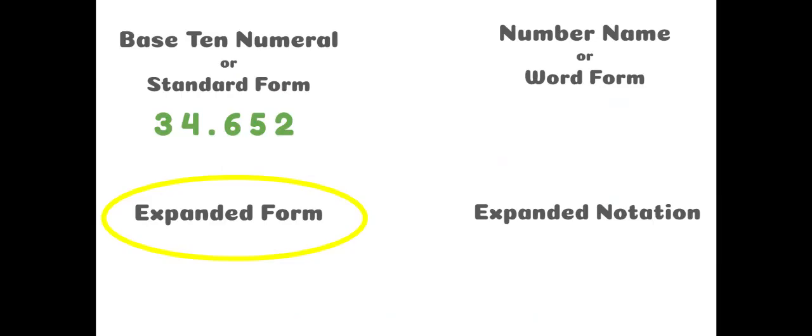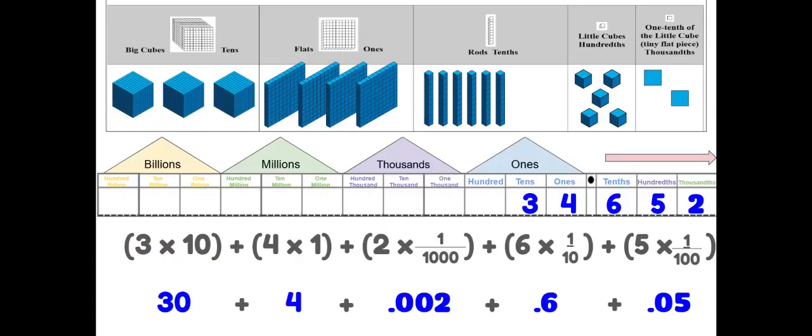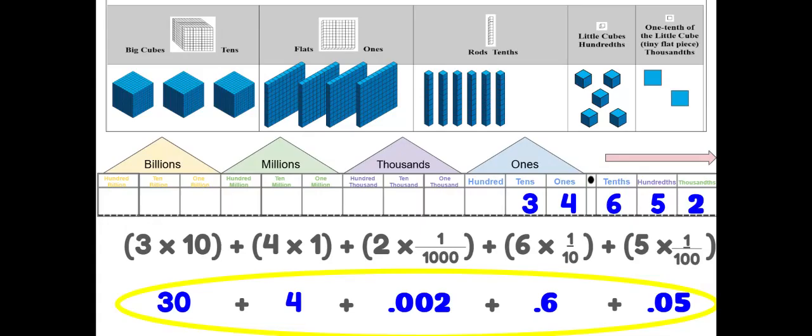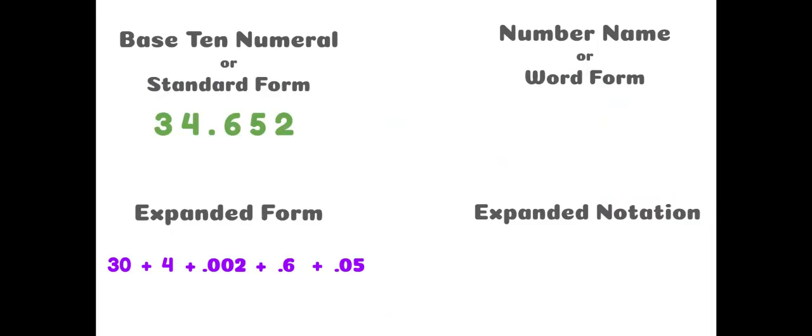So that 3 in 34 we know isn't just a 3, it stands for 30. The way we have shown here in our expanded form is when we expanded out what each digit was worth. That 3 is worth 30. The 4 was worth 4 ones. The 2 was 2 thousandths. The 6 was 6 tenths. And the 5 was 5 hundredths. So that is what it would look like if we put this number in expanded form, expanded out, showing the value of every single digit.